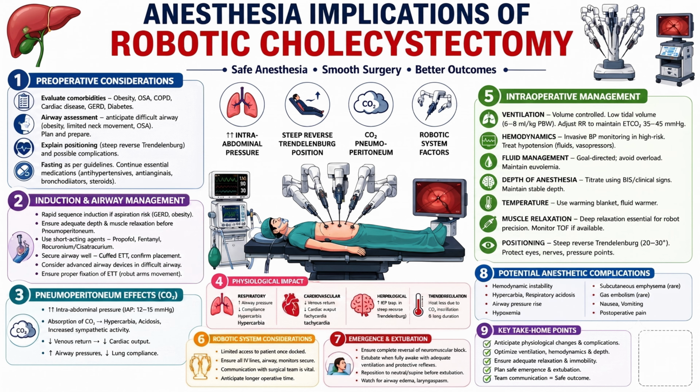What complications should we anticipate? First, hemodynamic instability can occur because of pneumoperitoneum, reverse Trendelenburg, anesthetic drugs, or bleeding. Second, hypercapnia and respiratory acidosis can develop because of carbon dioxide absorption. Third, airway pressures may increase and oxygenation may deteriorate because of reduced lung compliance. Other potential complications include subcutaneous emphysema due to extraperitoneal carbon dioxide, although this is relatively uncommon.